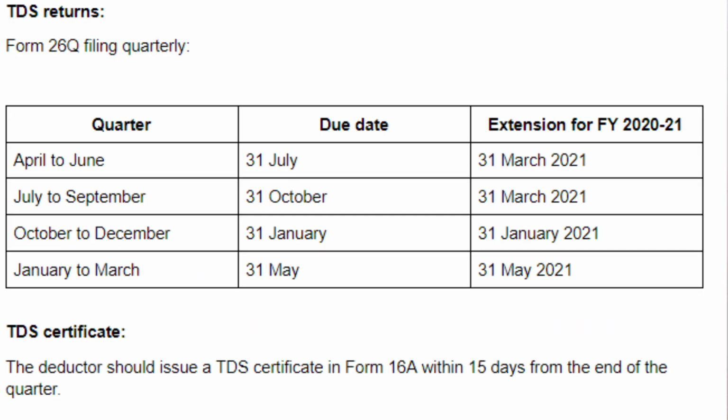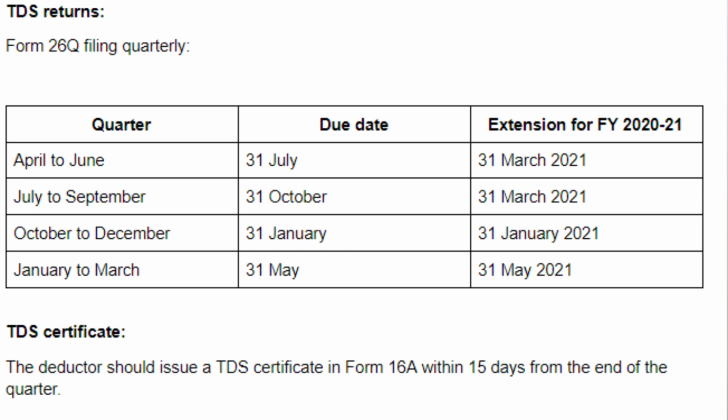In the next slide, we will understand the compliance with respect to TDS returns. After the deduction of tax, the deductor should also submit quarterly TDS returns. The 4 quarters and the due dates applicable are: for April to June, the due date is 31st July. July to September quarter, the due date is 31st October. From October to December quarter, it's 31st January. And January to March, the due date is 31st May.